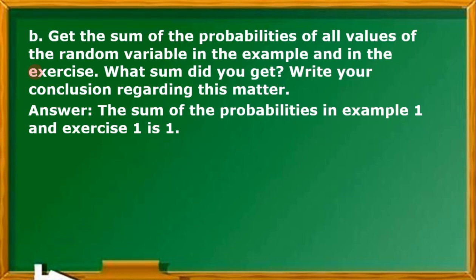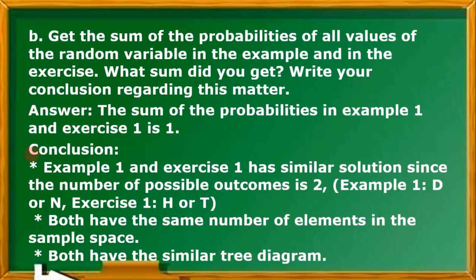What sum did you get? Of course, the sum is 1. And write your conclusion regarding this matter. So, possible conclusions. Example 1 and exercise 1 have similar solutions since the number of possible outcomes is 2. In example 1, we have either defective or non-defective cell phones, and in exercise 1, we have a head or a tail that comes out with a coin tossing.